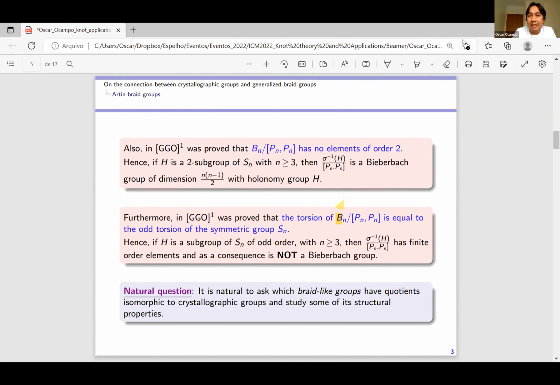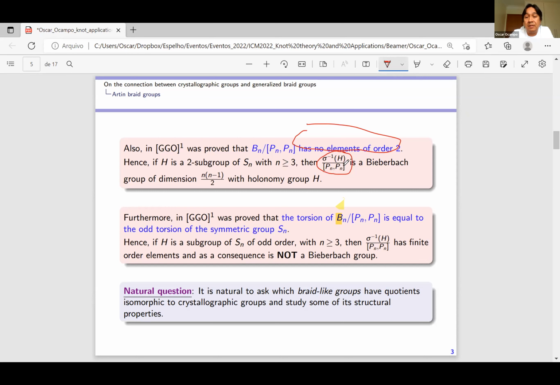And since it has no elements of order 2, we may easily create some kind of Bieberbach groups. Okay, so torsion-free crystallographic groups.